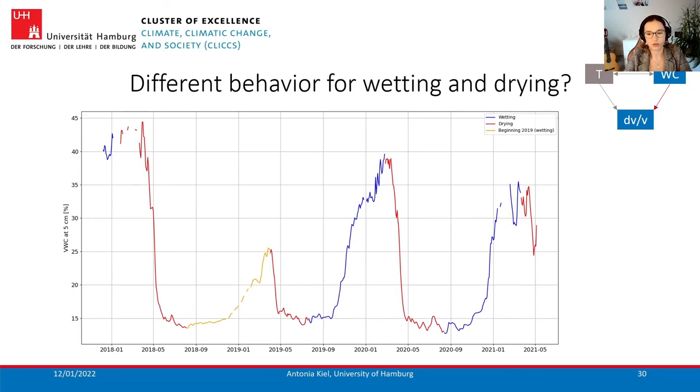So what I now want to have a look at is if the seismic velocity behaves differently during wetting and drying periods. Therefore, I show right here the volumetric water content at a depth of 5 centimeters in percent over our investigation period. Shown in blue are the wetting periods, and in red the drying periods. And here in the winter of 2018-2019, I plot the data in orange, and on the next slide I'm going to explain why I did that, but it would mean a wetting period normally.